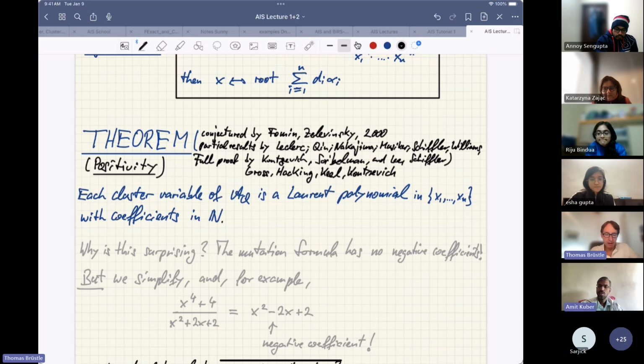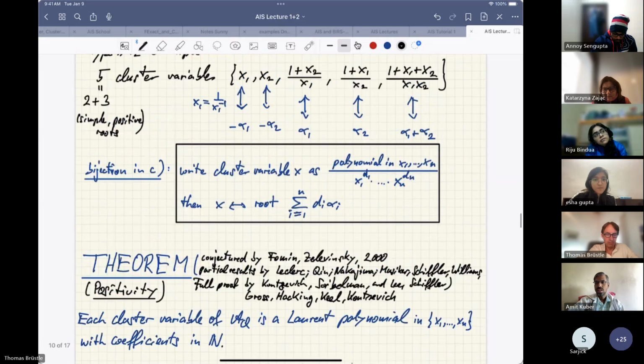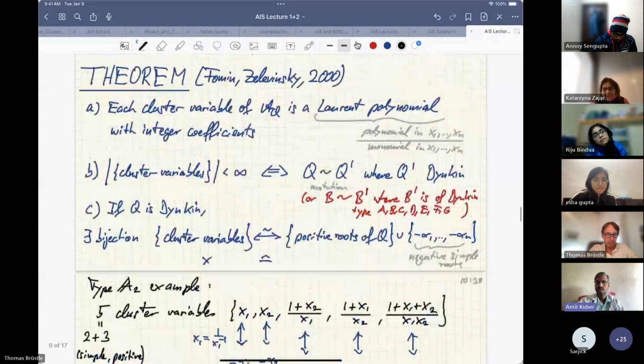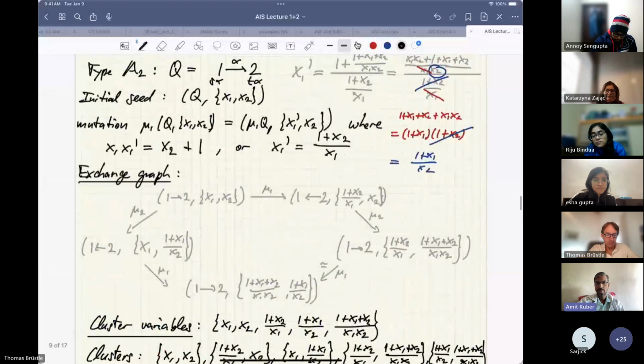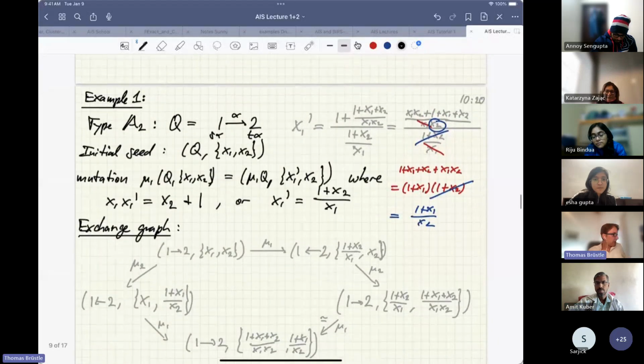Thank you. But Thomas, any motivation behind the mutation formula, like how to write the new cluster variable in terms of the old ones, like sums of products, the sum of two products? I cannot really... I give you maybe my next example answers your question.